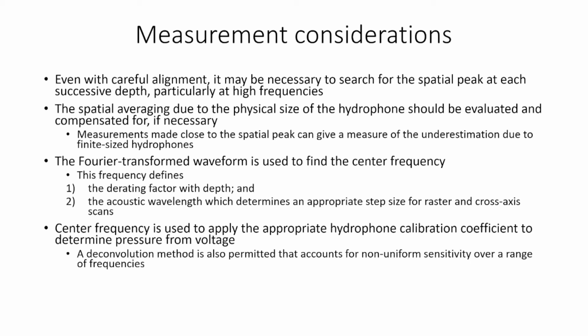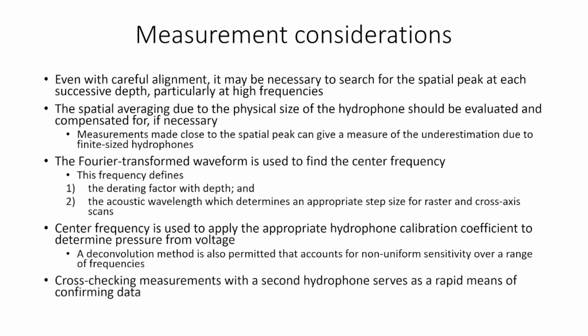Another way, which is a bit more complicated but also more accurate, is to perform a deconvolution, which accounts for the energy in the spectrum which is held in different frequencies. So it's a bit more complicated, but it gives a more accurate conversion from your voltage to pressure. Another thing we use frequently in our lab as a helpful cross-check is to measure it with one hydrophone and then measure the same place with a second hydrophone and compare the output from both. And this serves as a rapid way to confirm, a sort of quick sanity check.